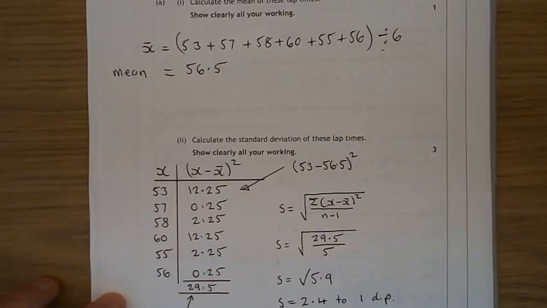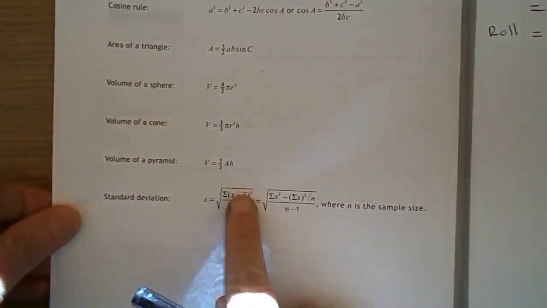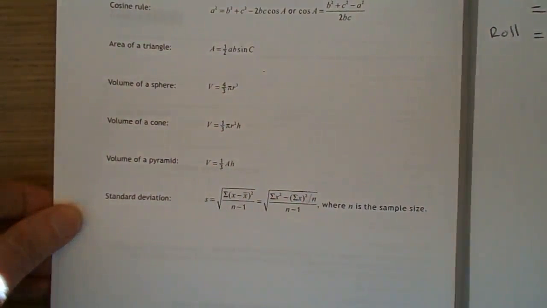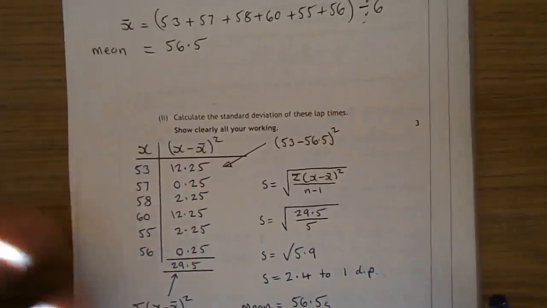Okay, and for part 2, calculate the standard deviation of these laps. Now the standard deviation is one of these formulas that you may forget, but don't forget it's at the beginning of your question paper. There it is down there at the bottom. Okay, that and the other one. Okay, so back to the question.